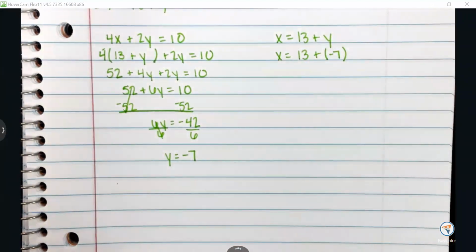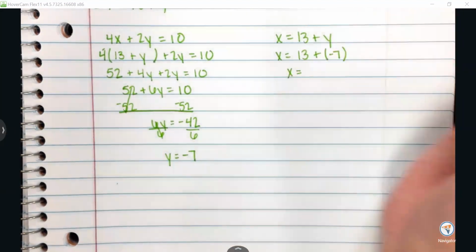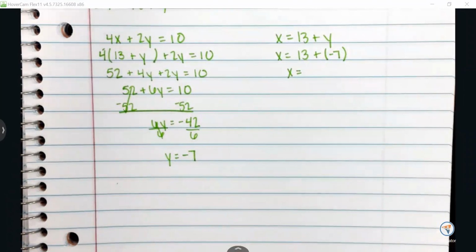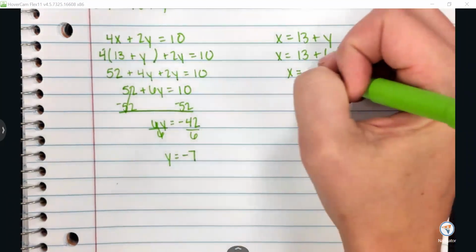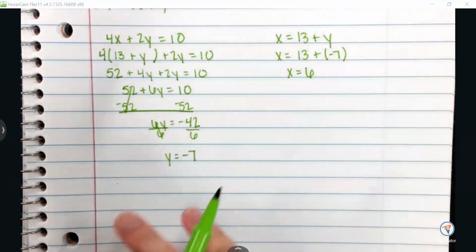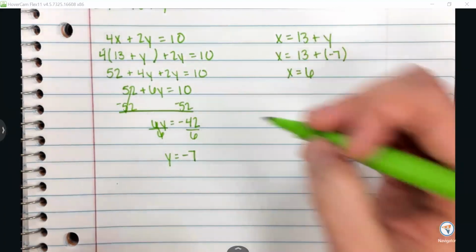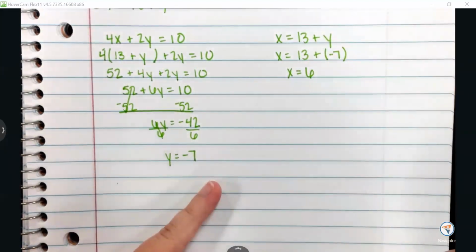Notice I still used parentheses. That way I'm in a habit of using parentheses when I substitute. What is 13 plus negative 7? Try again. Positive 6. Okay. So what does this mean? It does mean x equals 6, and it does mean y equals negative 7.